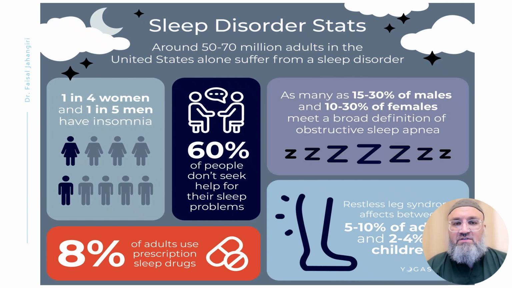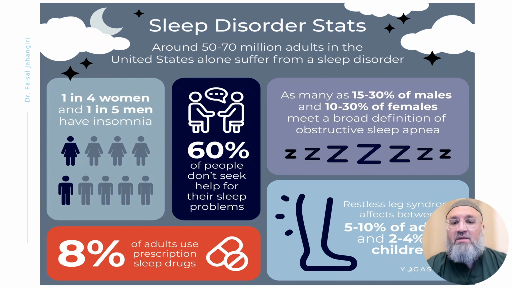So this is just a brief overview of sleep disorder statistics. Around 50 to 70 million adults in the United States alone suffer from different types of sleep disorders. 60% of people don't seek help for their sleep problems. Many people don't even recognize they have sleep disorders and they just go on with their life. 1 in 4 women and 1 in 5 men have insomnia in the United States.